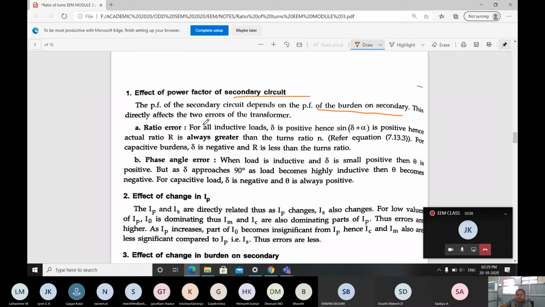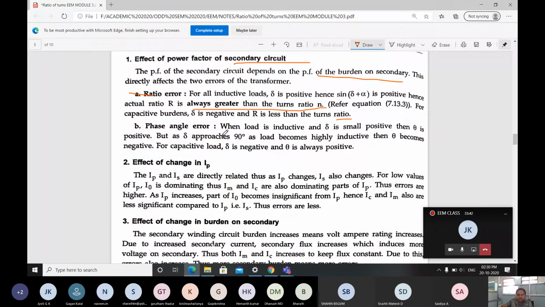For the ratio error, for all inductive loads, delta is positive. Hence, sin(delta plus alpha) is positive. Hence, the actual ratio R is always greater than the turns ratio N, because delta is positive. R is always greater than N. For capacitive burdens, delta is negative and the actual ratio R is less than the turns ratio. That is about the ratio errors.